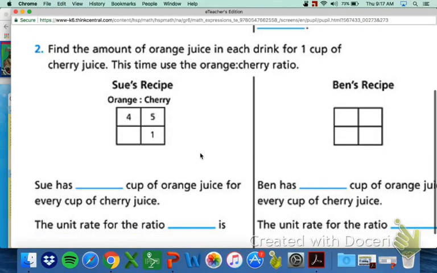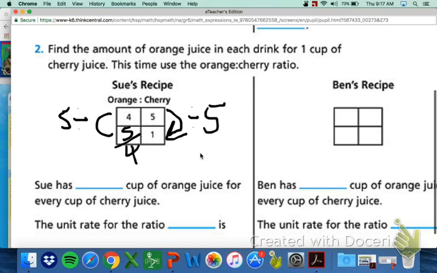Now we can do the same thing, only instead of having the ratio of being cherry to orange, we're going to do the ratio of orange to cherry, which is just slightly different. So over here we've got cherry. Instead of being 5 cherry to 4 orange, we have 4 orange to 5 cherry. So this we divide by 5. This we divide by 5. This ends up being 5/4. Sue has 5/4 cup of orange juice for every cup of cherry juice.